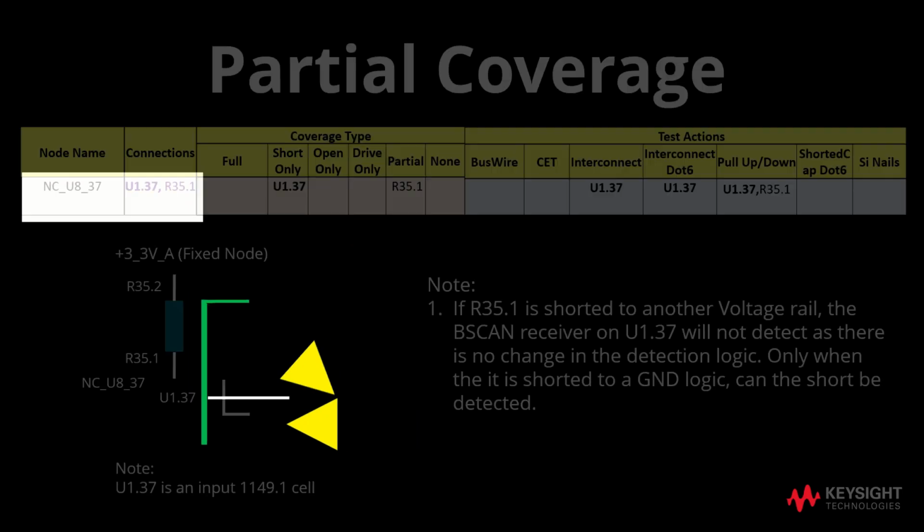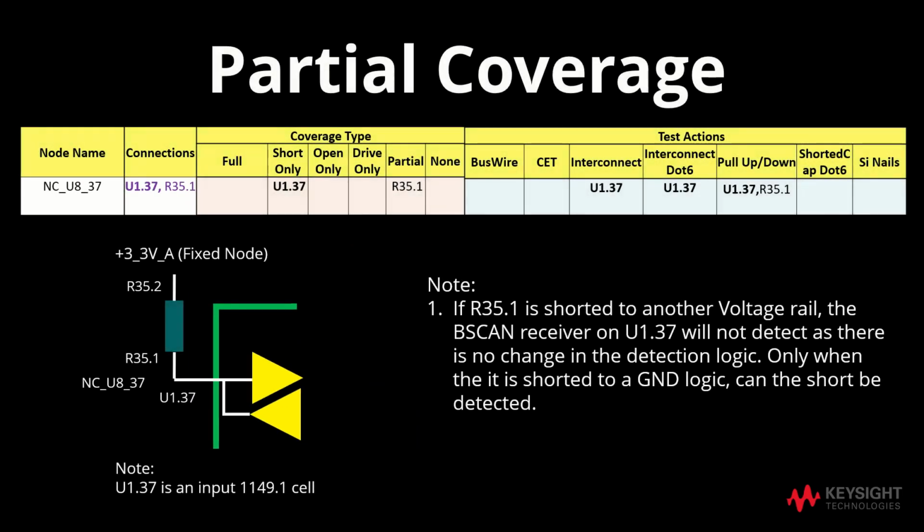We will now discuss and review partial coverage. As shown, we have a fixed node connected to a self-monitoring 1149.1 boundary scan cell. If resistor 35 pin 1 is shorted to another voltage rail, the boundary scan receiver on U1 pin 37 will not be able to detect as there is no change in the detection logic. Only when the resistor is shorted to a ground logic, can the short be detected. Hence, this is under partial coverage.